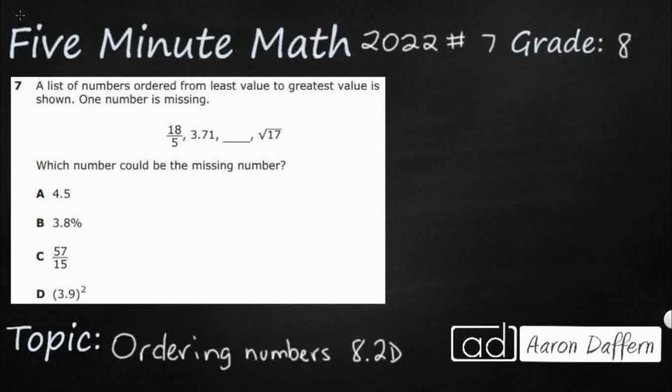Today we are looking at the 8th grade concept of ordering numbers. This is standard 8.2D in the great state of Texas, and we are using item number 7 off the 2022 released STAAR test. If you have not done so already, please take a moment to pause the video, work this problem out on your own, unpause it, and we will look at our answers together.